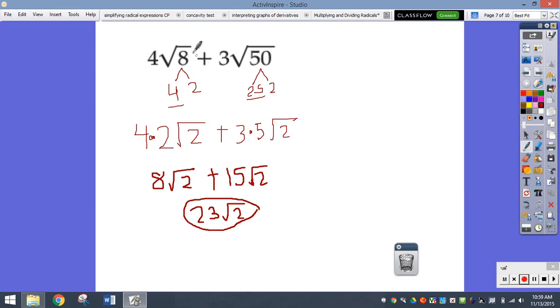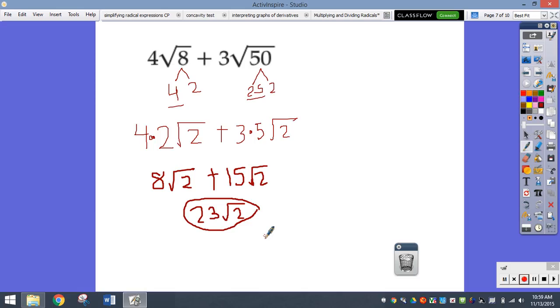And like I said earlier, if I put this into my calculator, 4 times square root of 8 plus 3 times square root of 50, and get a number, and then put 23 square root of 2 in my calculator, I should get the same number because the two expressions are equivalent. This is just the simplified form. And so that's how you would add radicals.